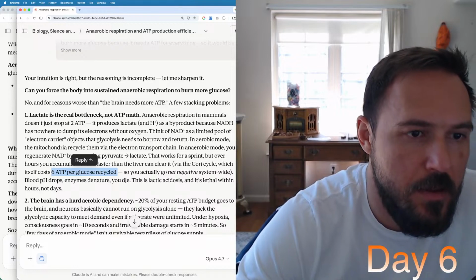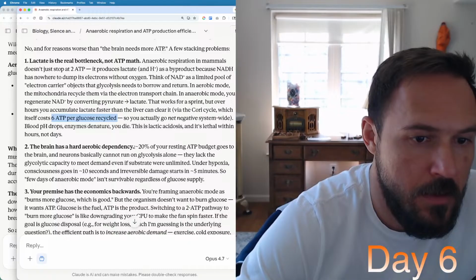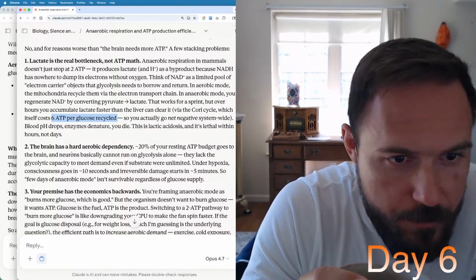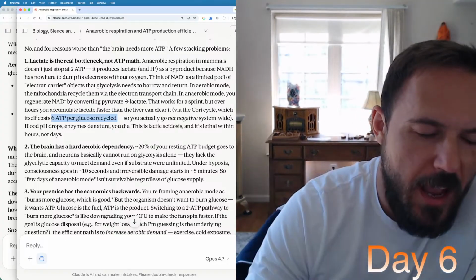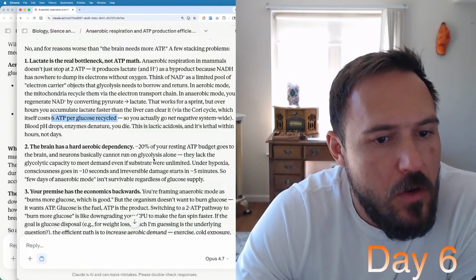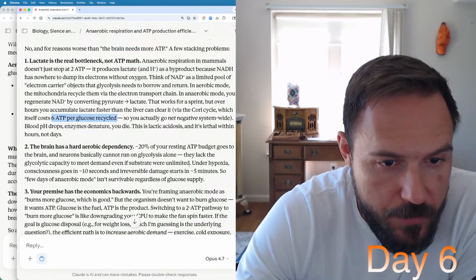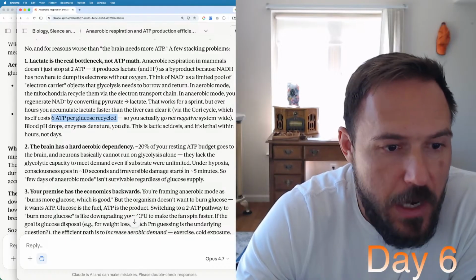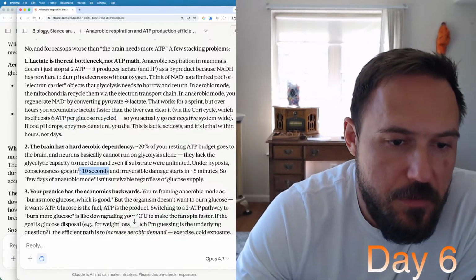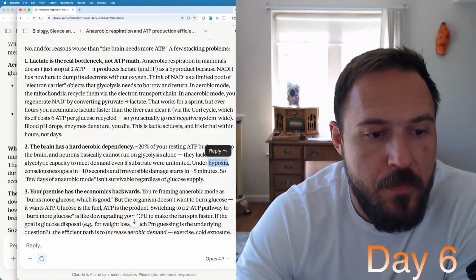Oh, so I need a better lactate clearance. So you actually do net negative system-wide. Okay, the brain has a harder aerobic dependency. 20% of your resting ATP budget goes to the brain. I knew that. Called it. A brain uses a lot of energy, yep. The brain and neurons basically cannot run on glycolysis alone. They lack the glycolytic capacity to meet demand, even if substrate were unlimited. Under hypoxia, consciousness goes in 10 seconds. So basically, 10 seconds in hypoxia, and I'm assuming that's without oxygen, right? Oxygen starvation.